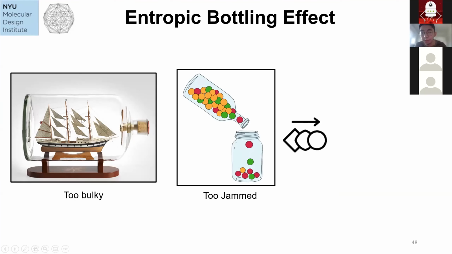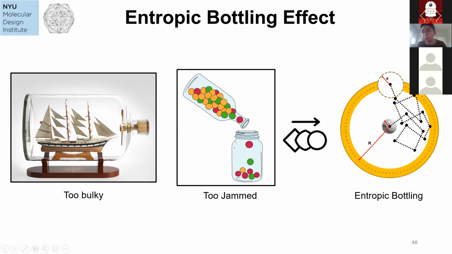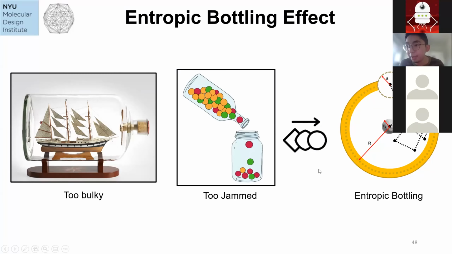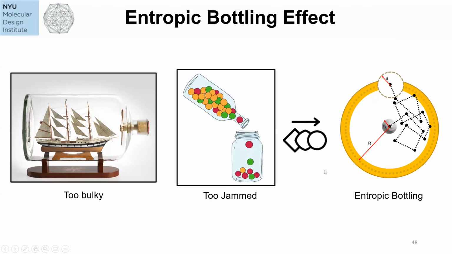That means you shrink the size of the sheep and you decrease the number of the sheep until the extreme condition, you only have one small sheep inside this bottle. We still have this kind of effect that prevents the sheep from exiting. This is called the entropic bottling effect. It's purely from entropy, nothing to do with energy. So this has been a very big topic at the beginning of the 21st century.